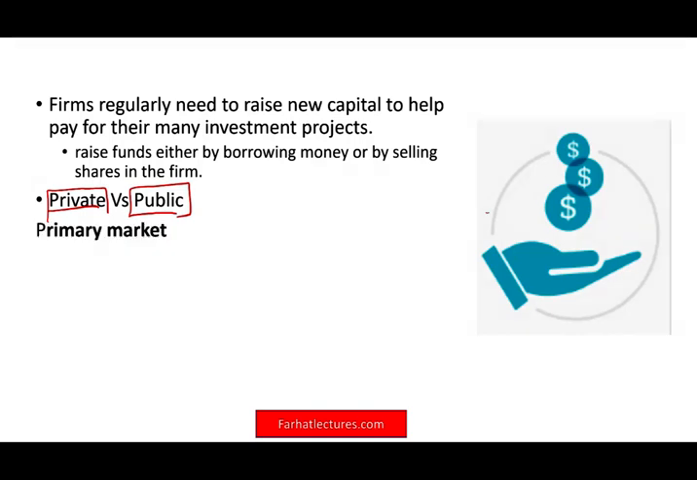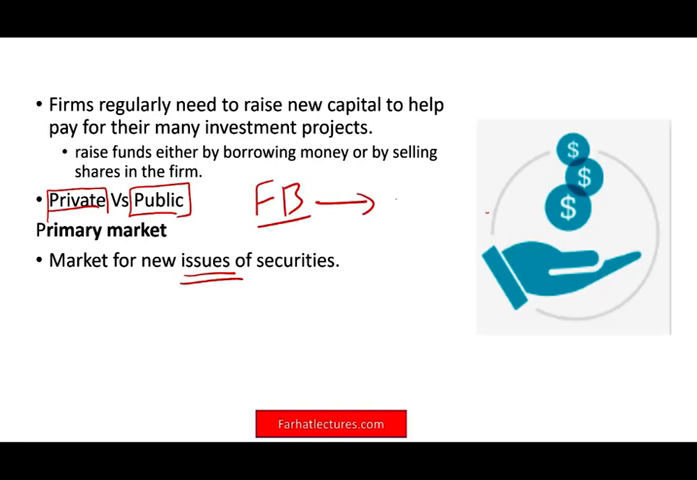Also, we want to differentiate between the primary market and the secondary market. What's the primary market? Market for new shares of securities, for new issues. When the company first issues and sells the stock, let's assume Facebook sells the stock to the public, this is a new issuance. This is the primary market.